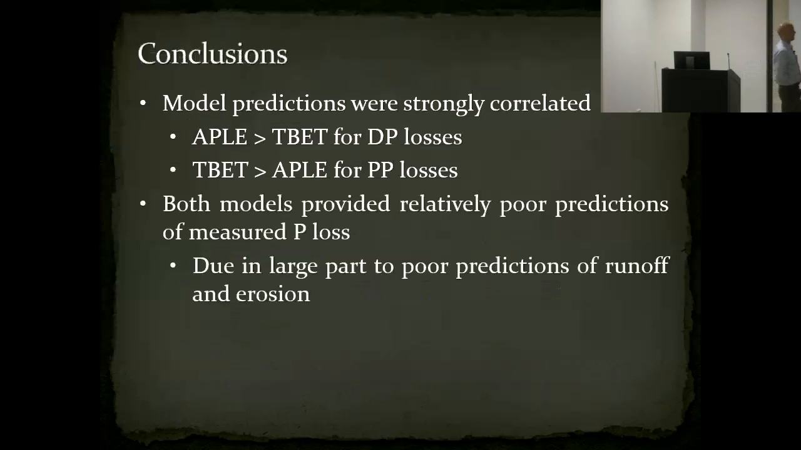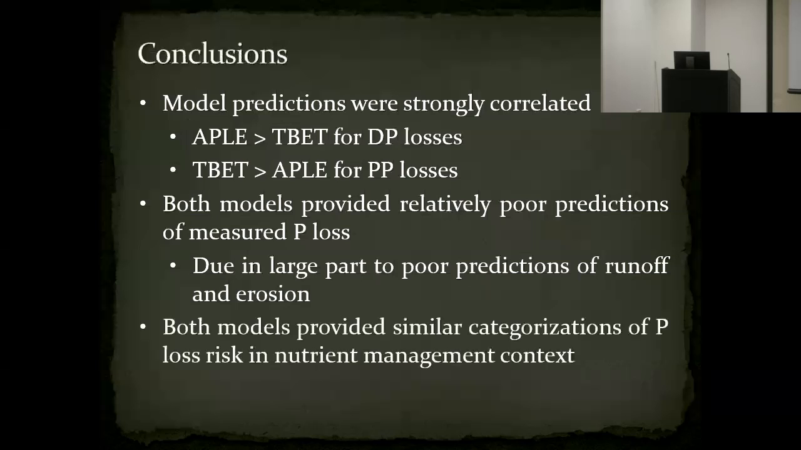Both models provided, again, I think the people who developed these models will say I'm being too harsh. Maybe I am. I would say it's relatively poor predictions. I think it's due in large part to the poor predictions of runoff and erosion. But both models provided similar categorizations of P loss risk in a nutrient management context.